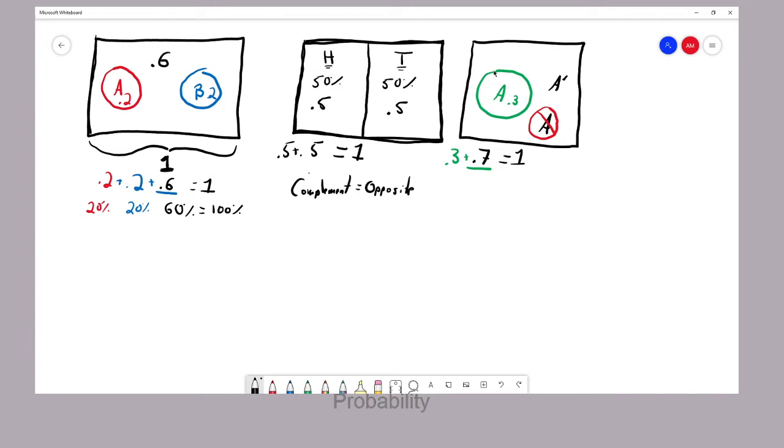A is the probability that it will happen, with A prime the complement, that it will not happen, and we mark that. We know that all of these have to add up to 1, so we know this has to be 0.7. So in this drawing, the probability that A will occur is 0.3. The probability that A will not occur is 0.7.